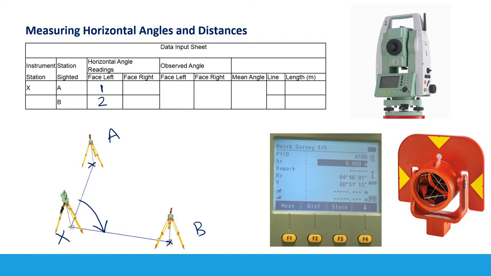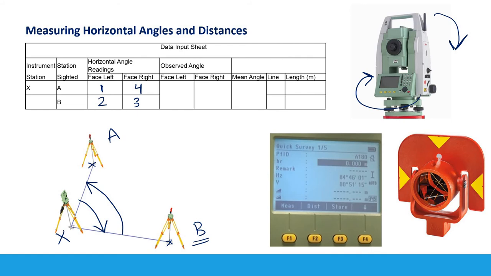And then at this point, you're sighting B now. You are going to flip the telescope of the total station by 180 degrees, and then you are going to rotate the total station horizontally by 180 degrees. And then resight station B, and this is called face right over B. This is the third measurement. Write it down here. And then return to point A, sight A accurately, and then write down the horizontal angle value here. And this is the fourth measurement.